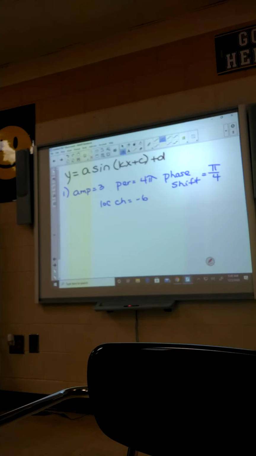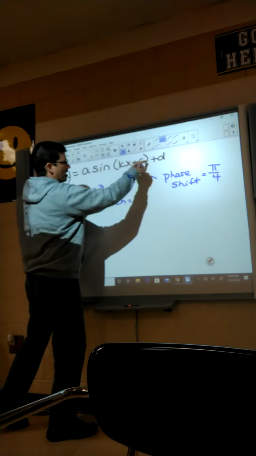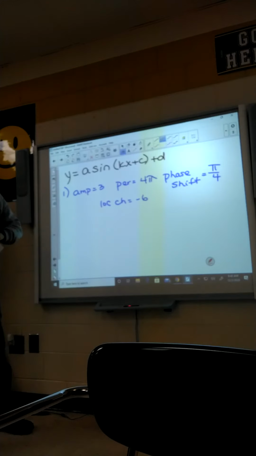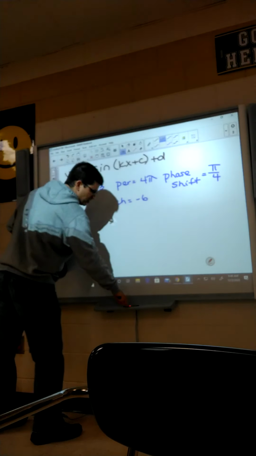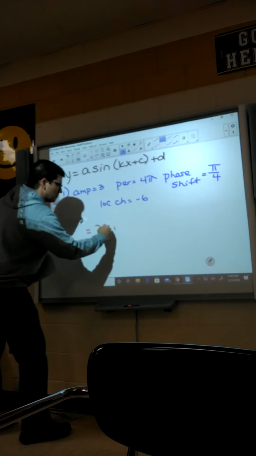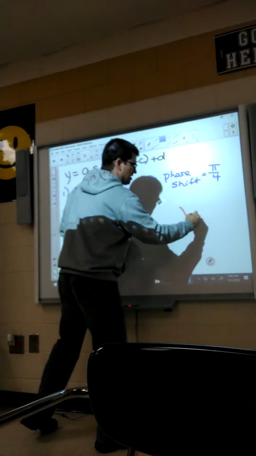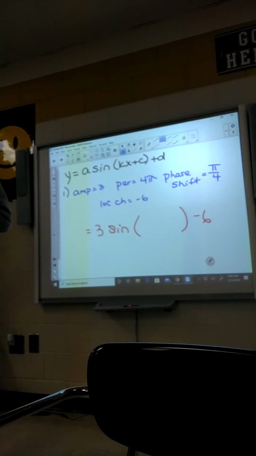So let's do number 1. All right, at the top left-hand corner of your formula sheet, I just wrote this formula down up here so y'all won't have to look back and forth. So what we're going to do is write the amplitude in first, and I'm going to write location change at the end. We're going to do that first automatically to get it out of the way.